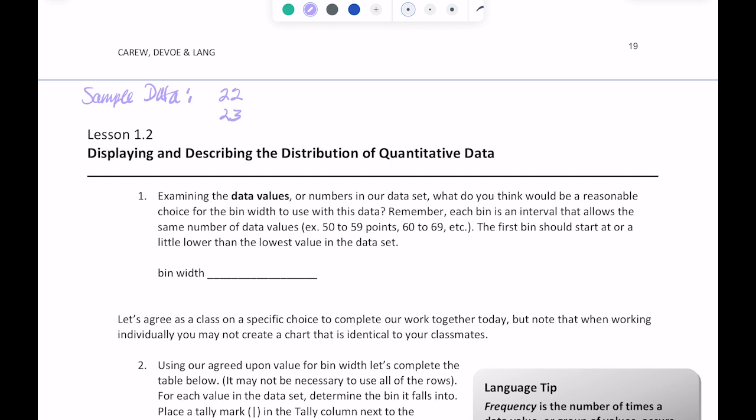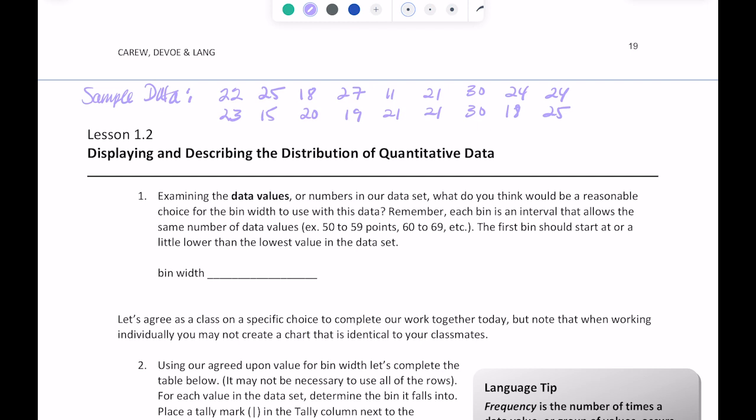So we've got 22, 23, 25, 15, 18, 20, let's do 27, 19, 11, 21, 21, 21, 30, 30, 24 and 18, 24 and 25. Okay.